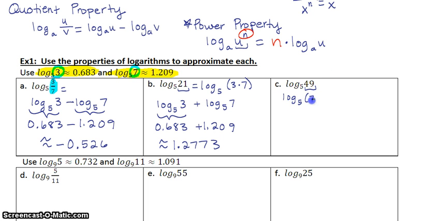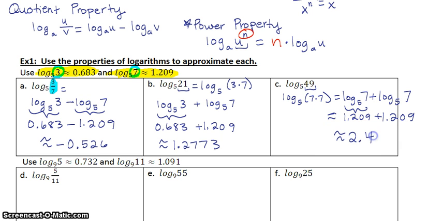It's just log base 5 of 7 times 7. So that's going to happen sometimes. So this one ends up being log base 5 of 7 plus log base 5 of 7. And log base 5 of 7 is 1.209 approximately from what we got there. So here's what I've got. And my answer then, add them together, is approximately 2.418.